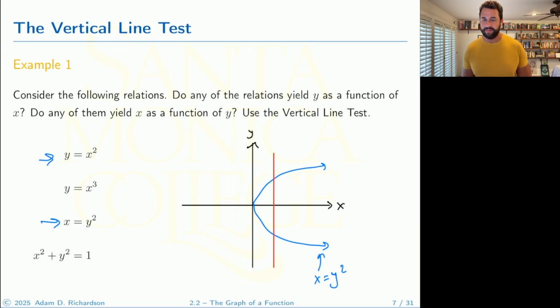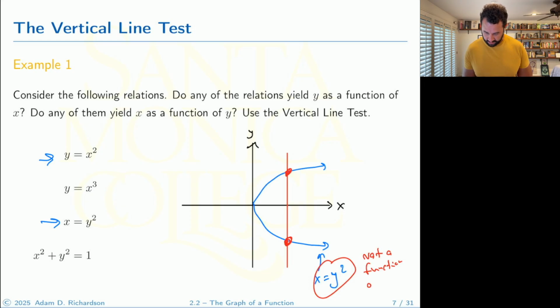It's already breaking, right? This does not pass the vertical line test. If I put the line anywhere here, notice the vertical line is intersecting the graph at 2 points. So that means this right here is not a function of x, as we can see by the vertical line test.